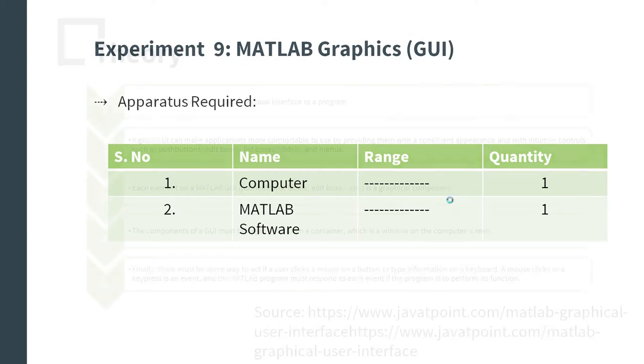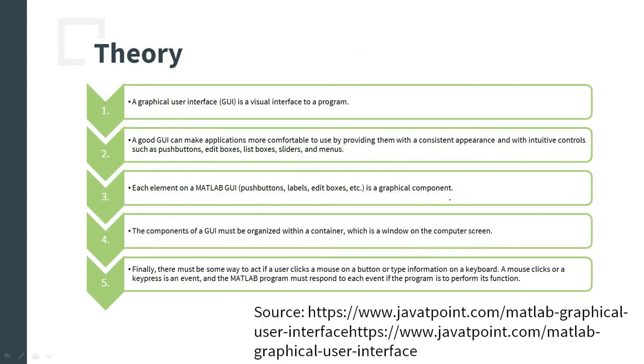Okay, so a little bit of theory. A graphical user interface is a visual interface to a program. A good GUI can make an application more comfortable, because we can visualize. We can use some buttons or something like that, so that we can easily see what is actually happening.